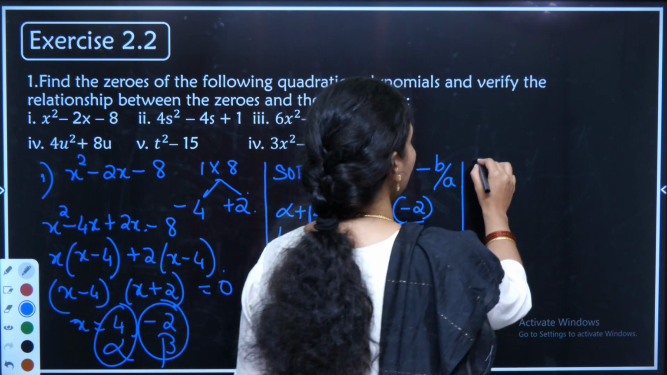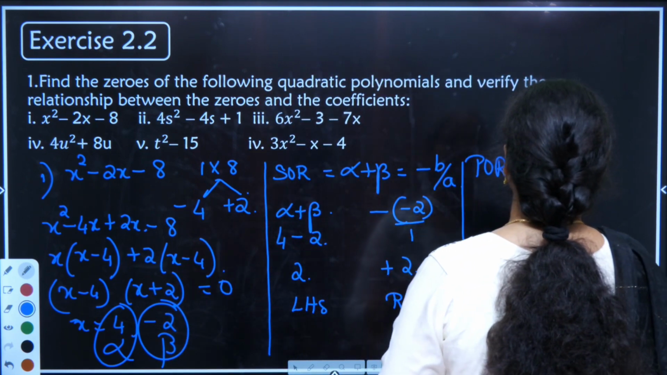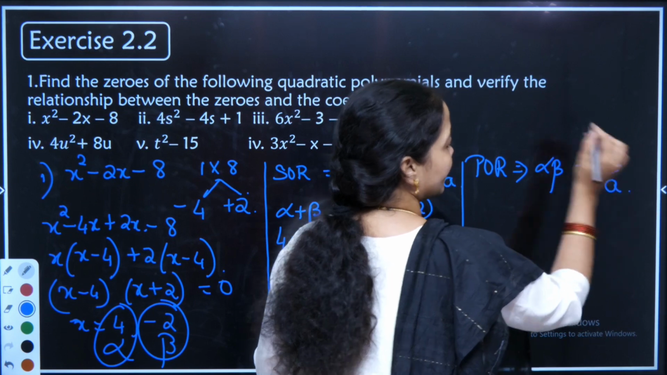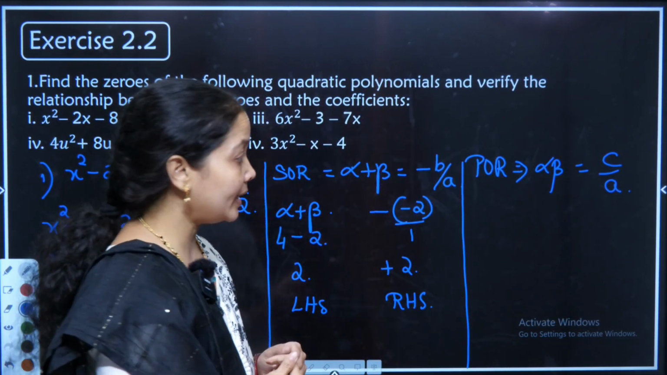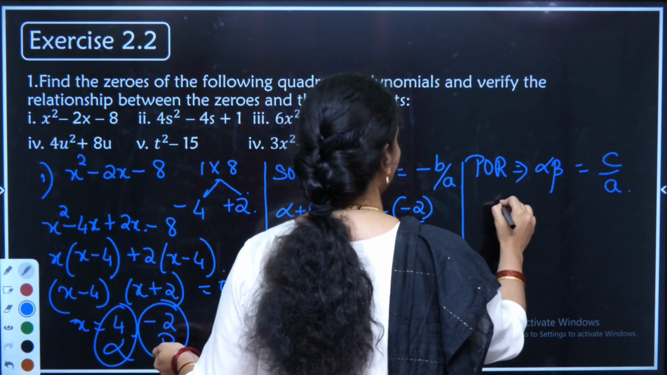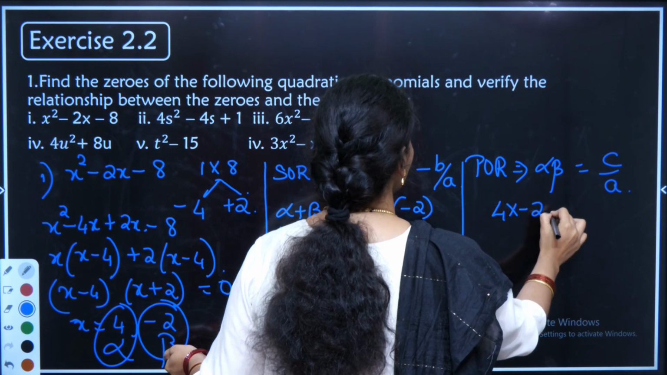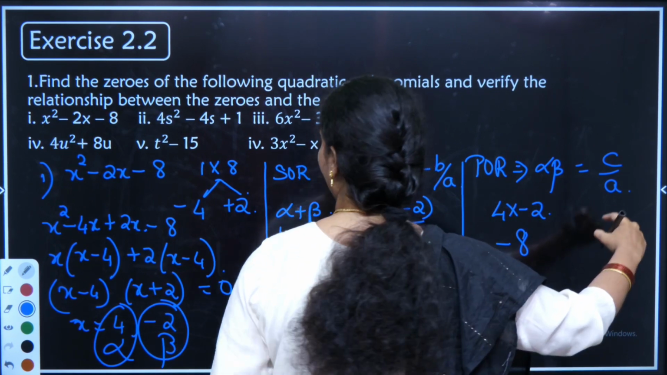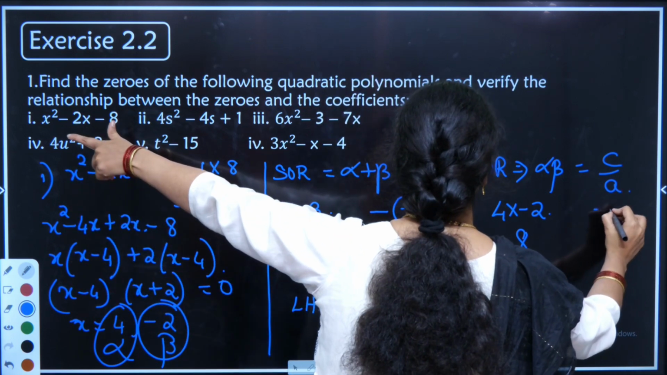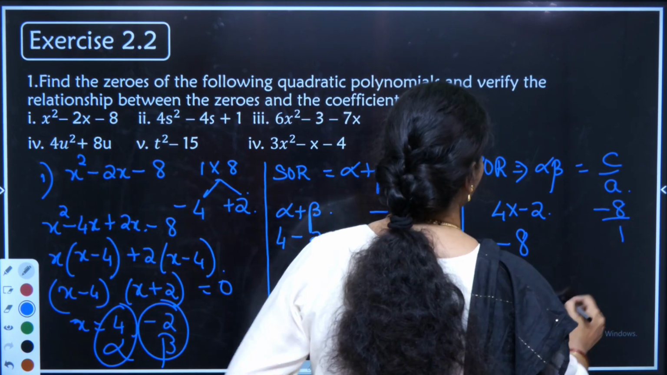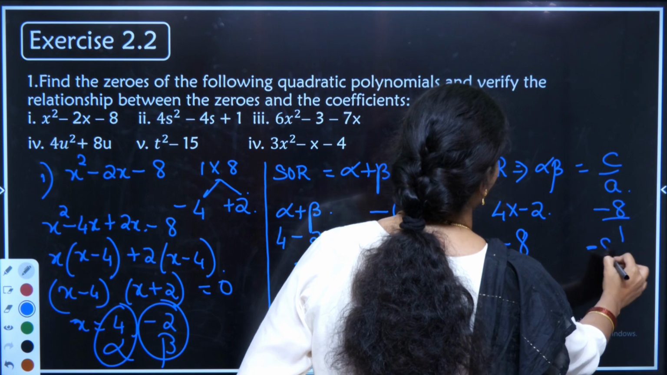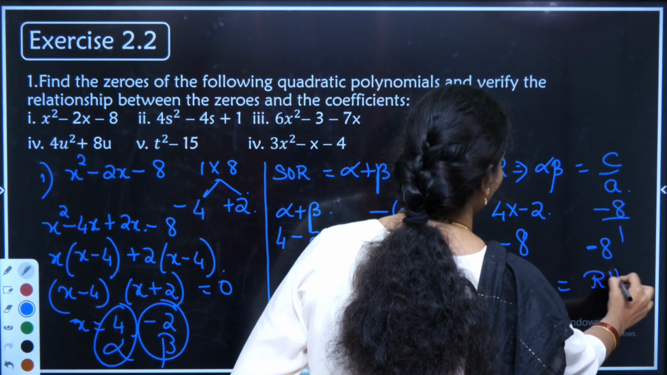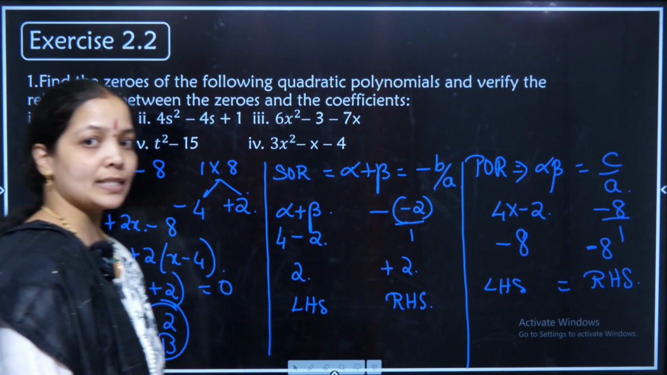Going to product of roots. Product of roots is given by alpha into beta, that is c by a. My alpha is 4 and beta is negative 2. So I will get alpha into beta as negative 8. When I look at the equation, c is negative 8 and a is 1. So my answer will be negative 8. LHS is equal to RHS. Therefore, I have verified product of roots as well.